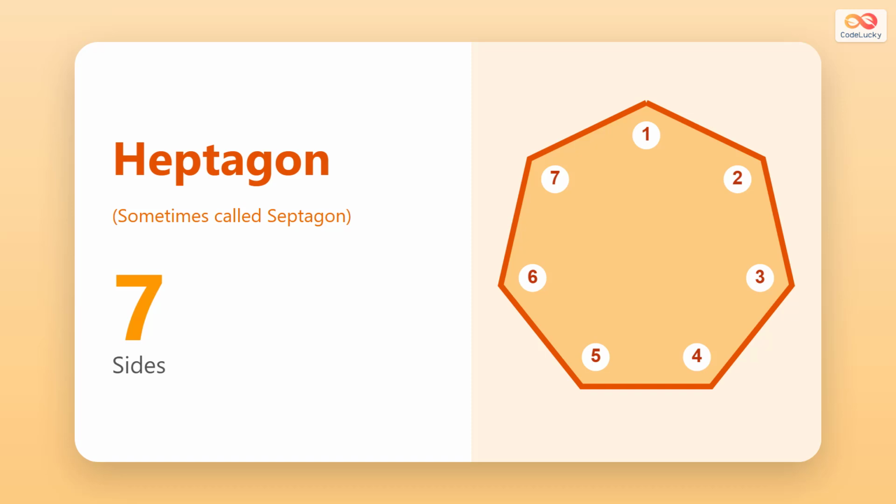7 sides give us a heptagon. It is also sometimes called a septagon. It is a bit harder to draw, but just remember, if you count 7 straight sides, it is a heptagon.